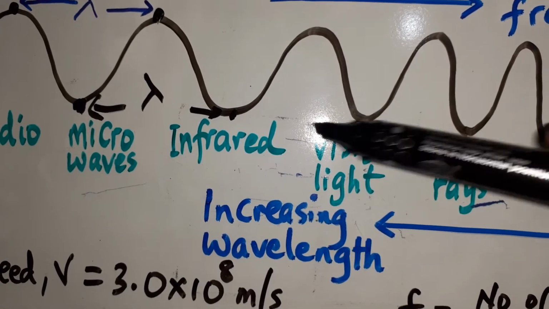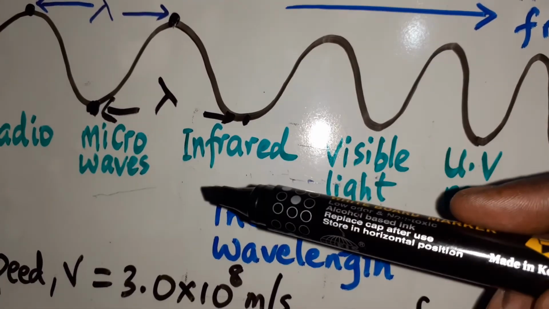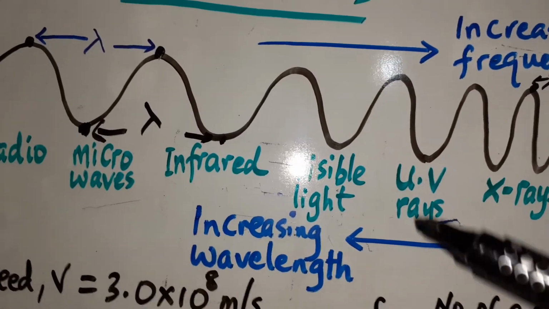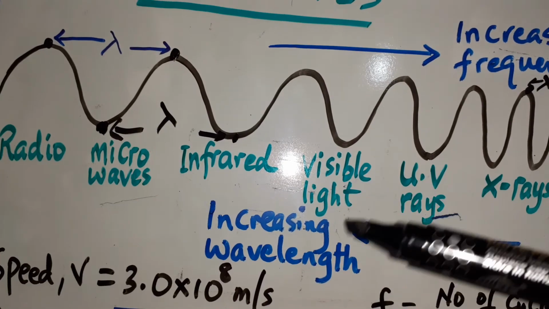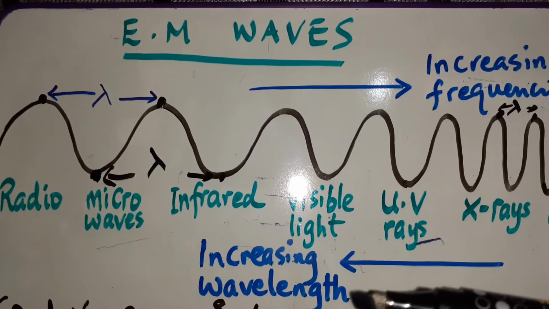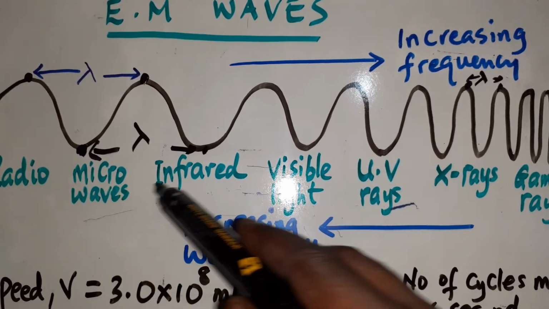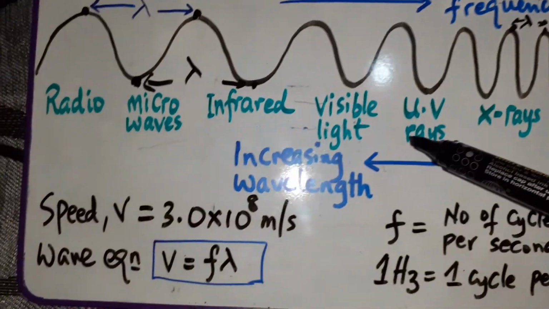Among all these, the only one that can be seen by our naked eyes is visible light. You can see it, but infrared, UV, microwaves, radio waves, and so on, you cannot see. But as I told you, there are gadgets that are made that can detect the presence of each of these waves. And each of these waves has a different purpose.